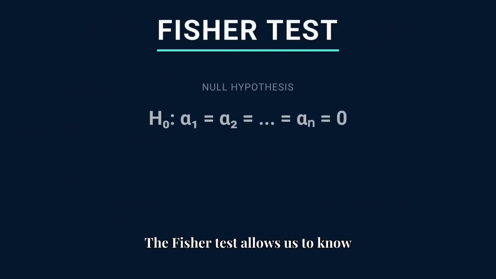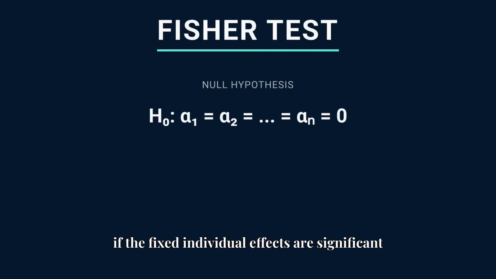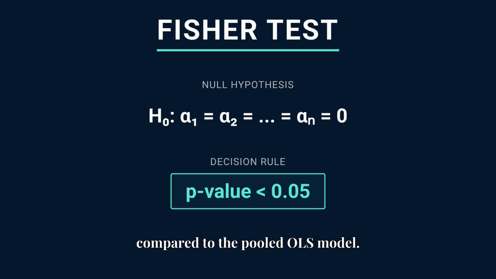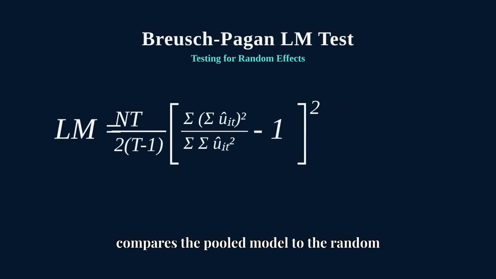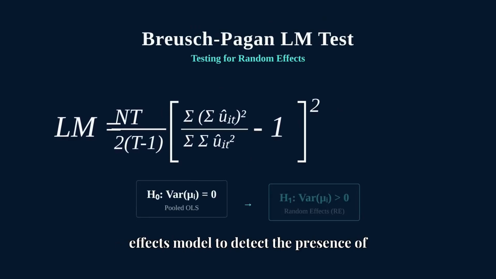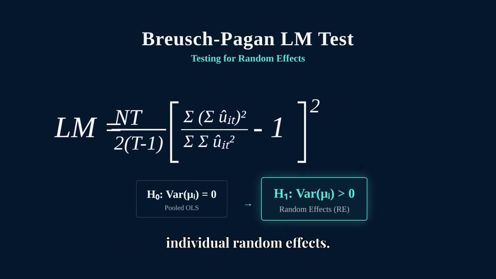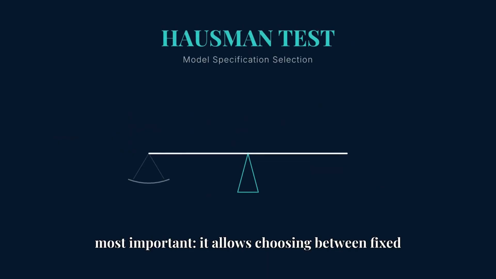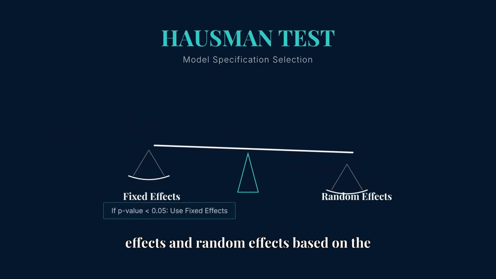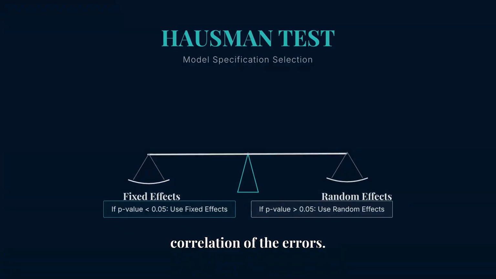The Fisher test allows us to know if the fixed individual effects are significant compared to the pooled OLS model. The Breusch-Pagan LM test for random effects compares the pooled model to the random effects model to detect the presence of individual random effects. The Hausman test is one of the most important. It allows choosing between fixed effects and random effects based on the correlation of the errors.